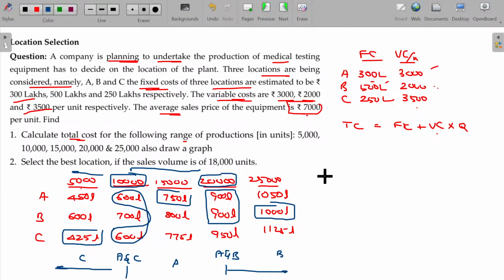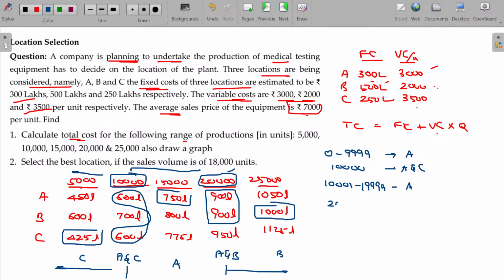You can write here from 0 to 9,999, C is chosen. Exactly 10,000, it is the indifference point; whether you choose A or C, you will get the same cost. From 10,001 up to 19,999, you have to choose A.